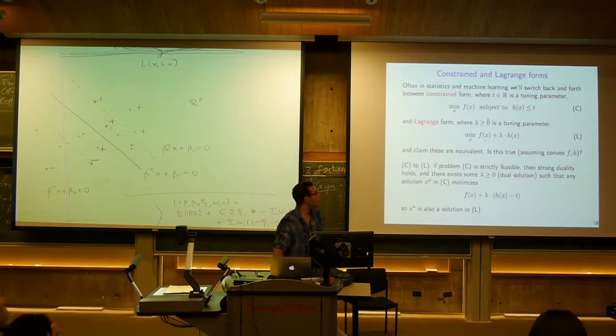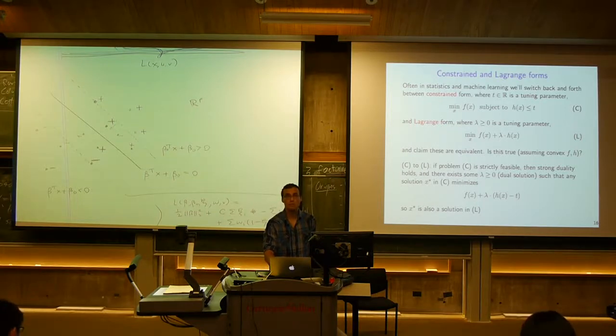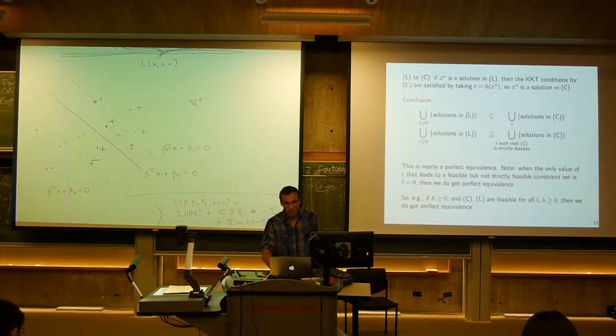The only time that breaks is when I'm looking at a version of the constraint problem for which I don't have strict feasibility. Okay, so if I'm ever at a version of the constraint problem in which I don't have strict feasibility, there may not be a version of the Lagrange problem in which the solutions to that constraint problem are also solutions to the Lagrange problem. Okay, that's the only time in which that's not true. But even that you can kind of finesse.